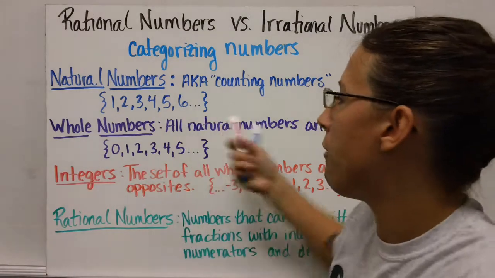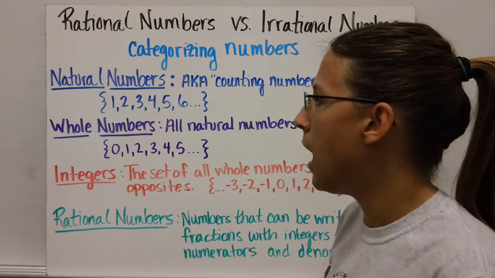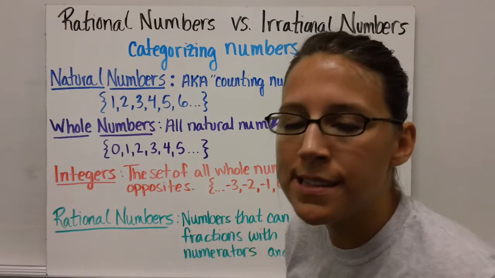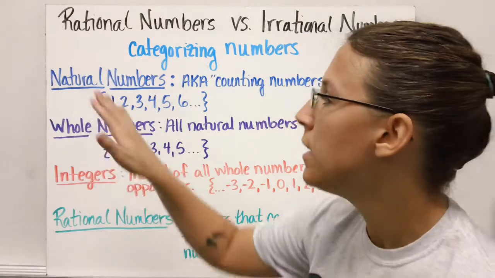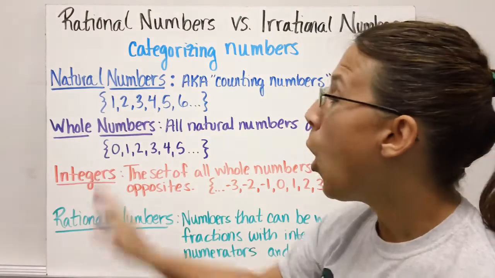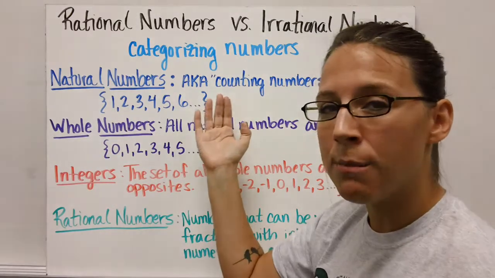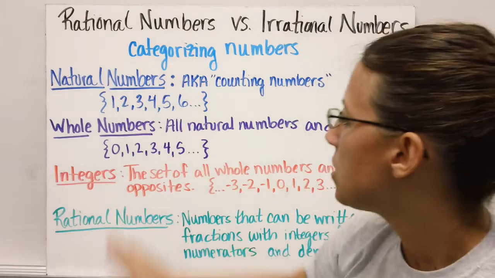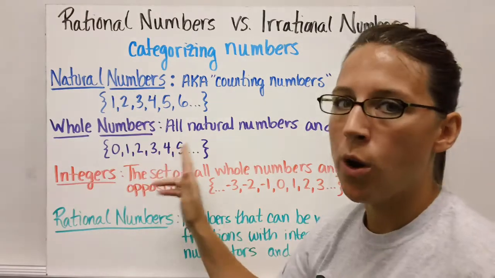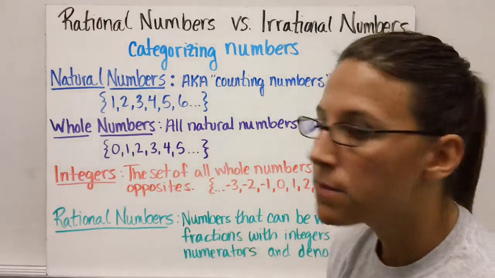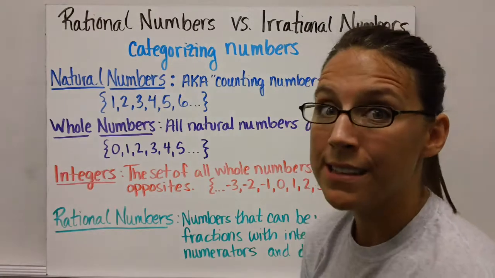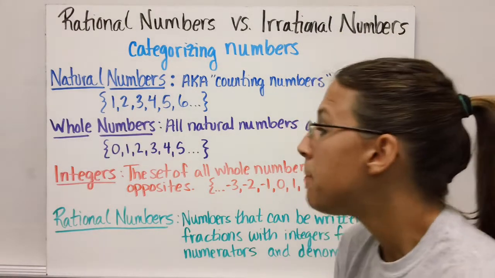1, 2, 3, 4, 5, 6, whole numbers. No fraction pieces, nothing like that, but it starts at 1. So all of your natural numbers. Whole numbers are all natural numbers plus 0. So it's 0, 1, 2, 3, 4, 5, 6, 7, etc. Again, no fractional pieces involved, just whole numbers.